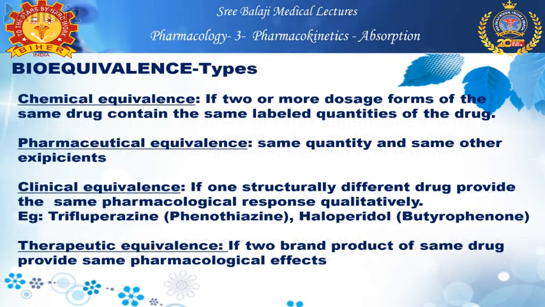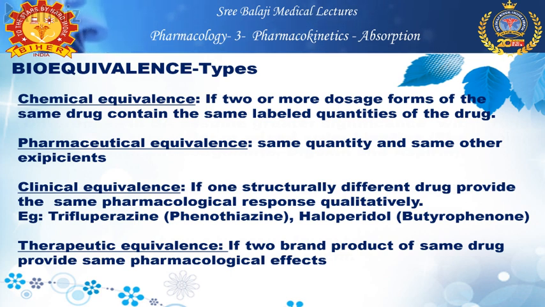So we have types of equivalence, that is chemical equivalence, pharmaceutical equivalence, clinical equivalence and therapeutic equivalence. In chemical equivalence, if two or more dosage forms of the same drug contain the same labeled quantities of the drug, we say that it is a chemically equivalent drug. Then pharmaceutical equivalence is when, along with the same quantity of the drug, the drug has the same excipients; we say this is a pharmaceutically equivalent drug. Clinical equivalence is when one structurally different drug provides the same pharmacological response qualitatively as the other; we say this is clinical equivalence.